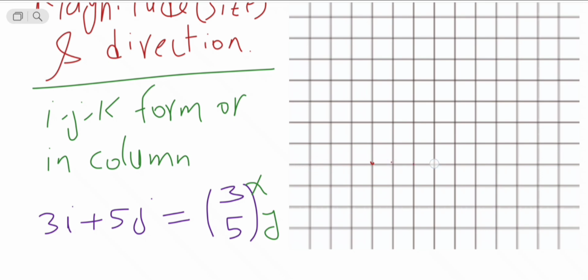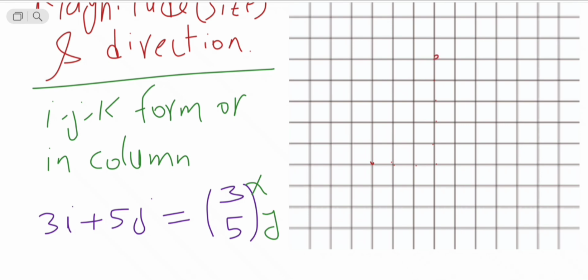So it is positive 3, you will move to the right. 1, 2, 3. Then there is 5. 5 is positive. If 5 is positive, you will move up. If 5 is negative, you will move down. So 5 is positive, we will move up. So first 3 right, 1, 2, 3, then 5 up. 1, 2, 3, 4, 5. This is the last point.